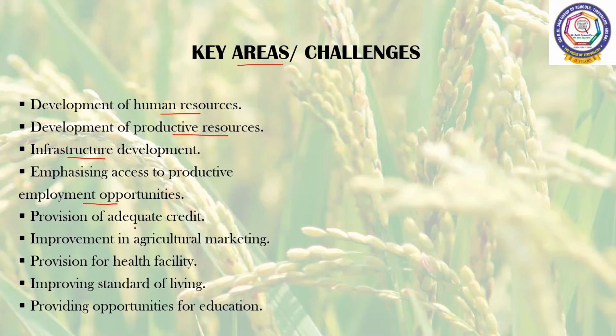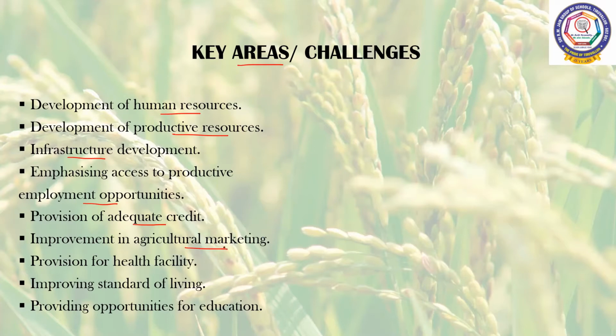The next is the provision of adequate credit. Credit is needed by a farmer in rural areas to buy fertilizers, pesticides, seeds, pump sets, etc. There's a gap between the sowing and the realization of cash. Hence, credit facility is the lifeline for the farmers.